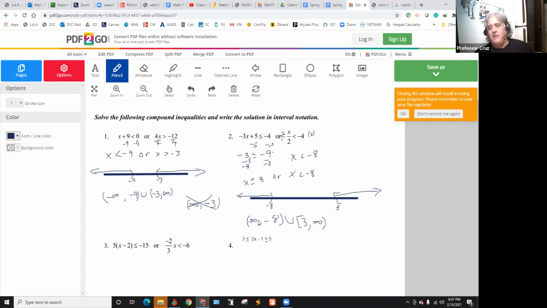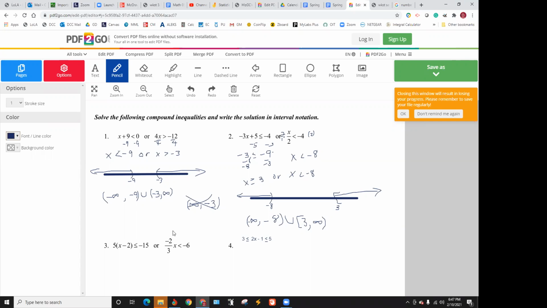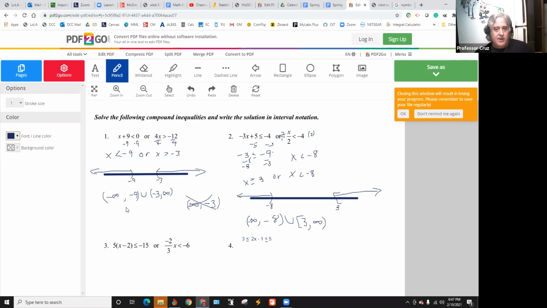If I saw that on a handwritten test, I would pretty much give full credit for it. But this right here is technically where you should write it, and then MyMathLab will recognize it. Okay.